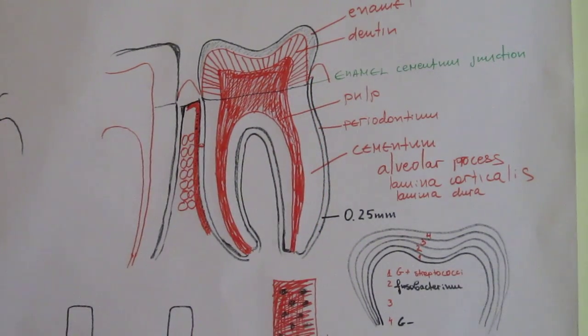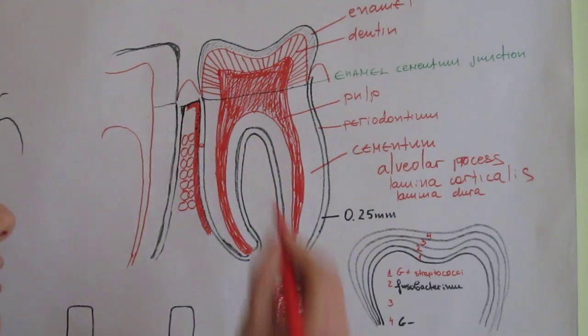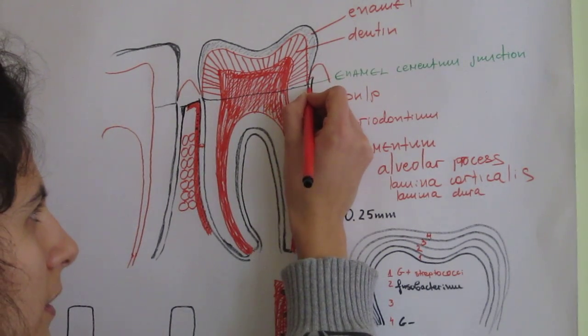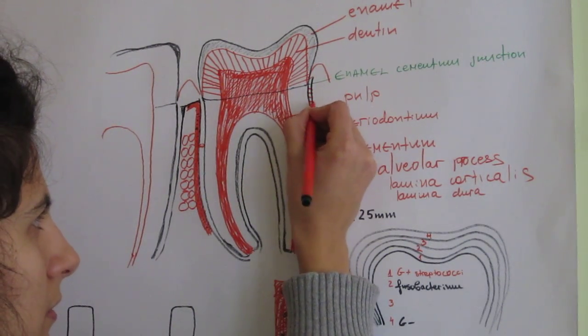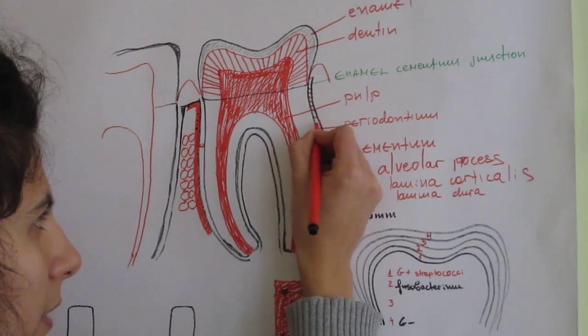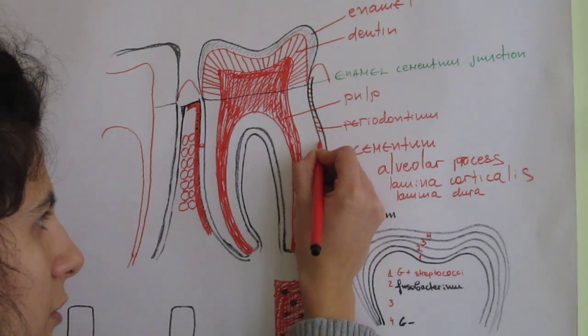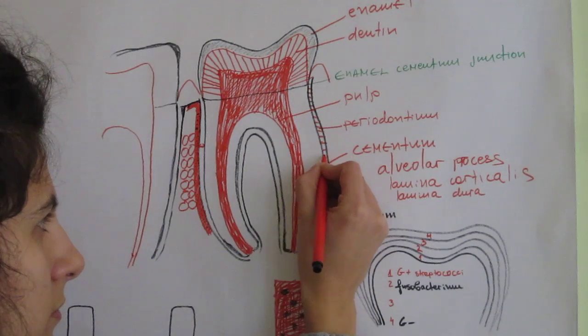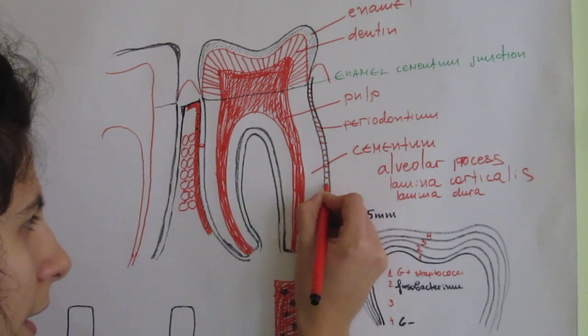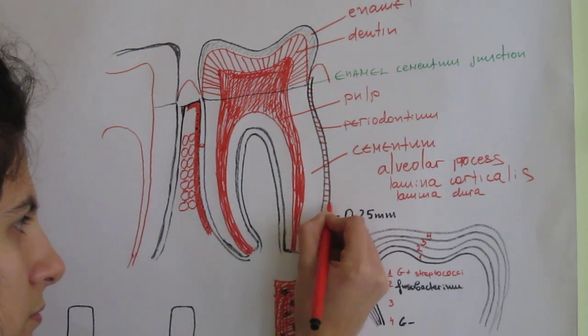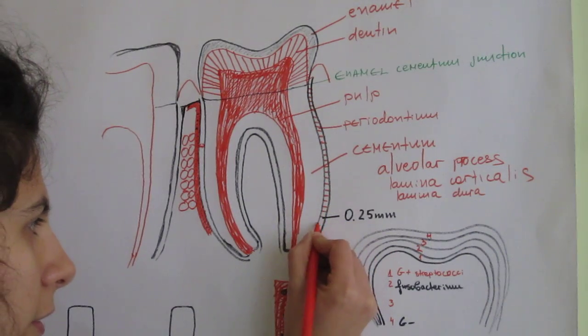The periodontal space here, the fibers, they have different directions. So we have radial, oblique, horizontal, and apical fibers.